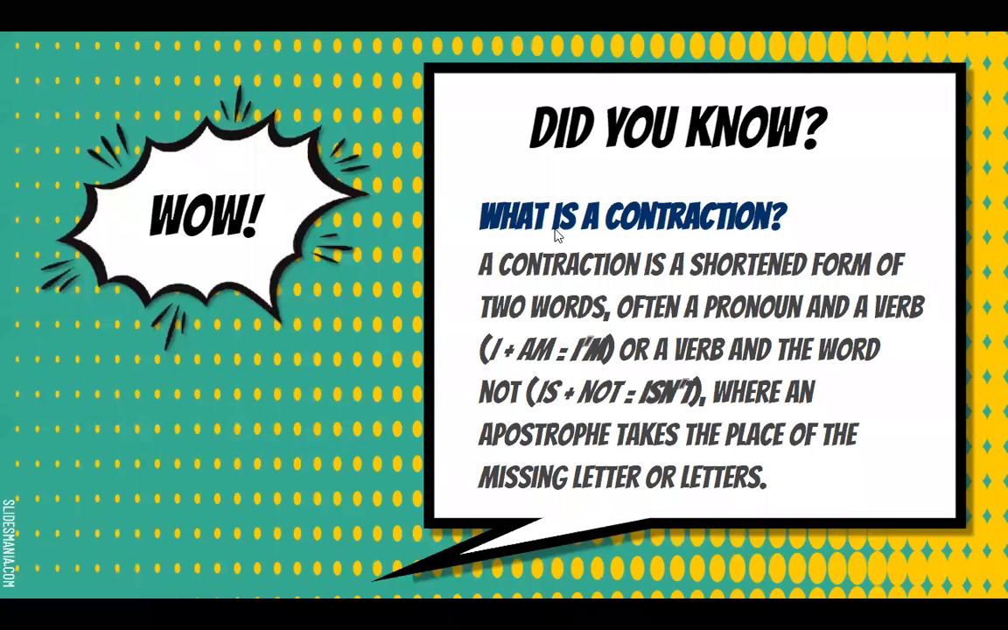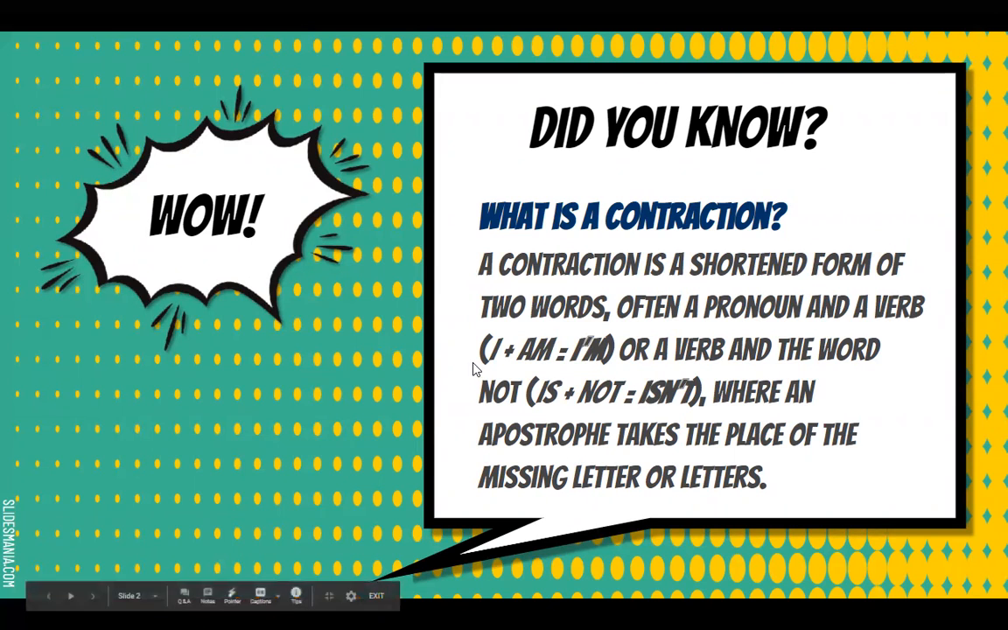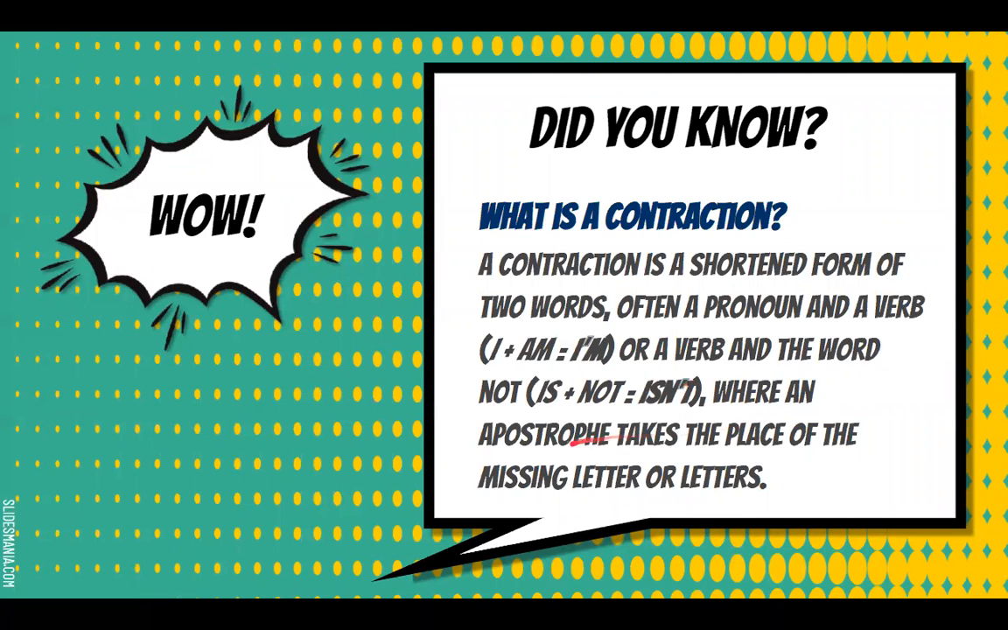Remember that a contraction is a shortened form of two words, often a pronoun and a verb, like I plus am equals I'm. And they use this apostrophe right here to pop out that A. Or a verb and the word not, like is, which is the verb, plus not becomes isn't, where they squish is and not together, pop out that O and replace it with an apostrophe, where an apostrophe takes the place of the missing letters.